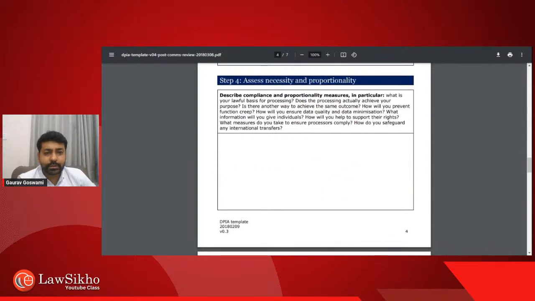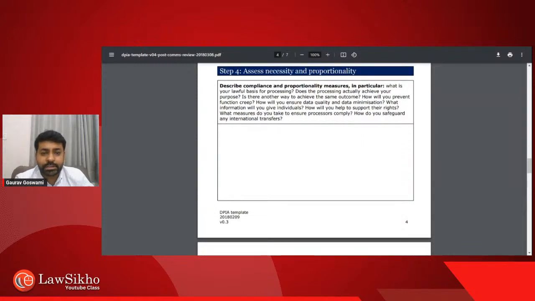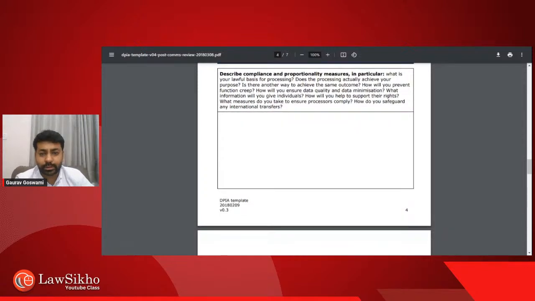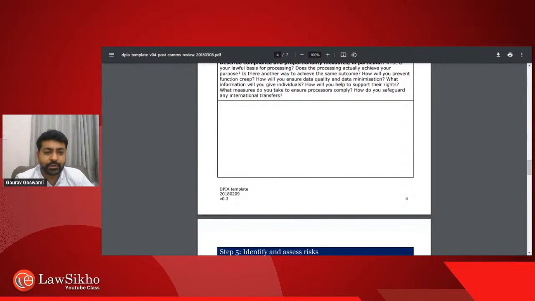Fourth, assess necessity and proportionality. Assess what your lawful basis is, why you are collecting, whether the consent has been given or it is coming through a contract. Does the processing actually achieve your purpose? All these answers: what information will you give the individual, how will you help to support their rights, what measures do you take to ensure processors comply. So all these things have to be put up.